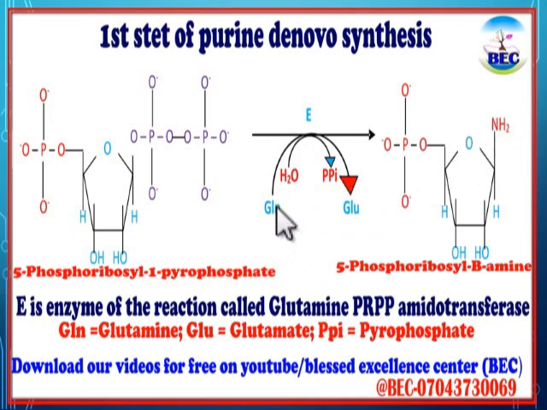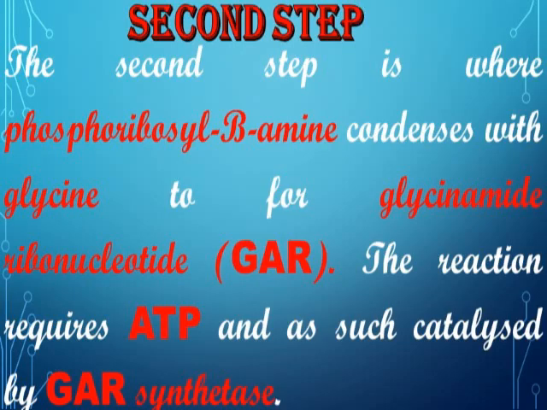And if you remove the amino group from glutamine, it becomes what? Glutamate. So this is the first step. The structure is very simple. This is one phosphate group, and this is two phosphate groups, and this is ribose sugar, and this is the phosphate group, this ribose sugar, and this amino group, and that is what we call 5-phosphoribosyl beta amine, which is the first step. The enzyme of the reaction, as I've said earlier, is called glutamine phosphoribosyl pyrophosphate amidotransferase.